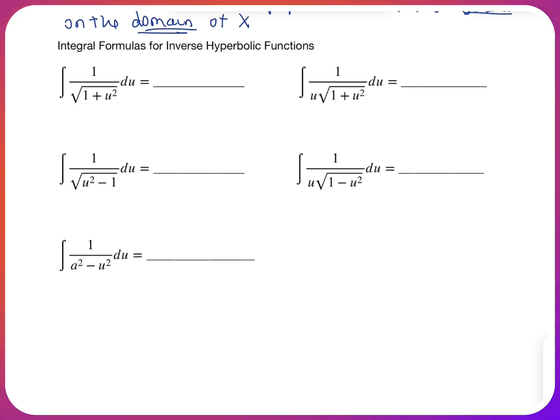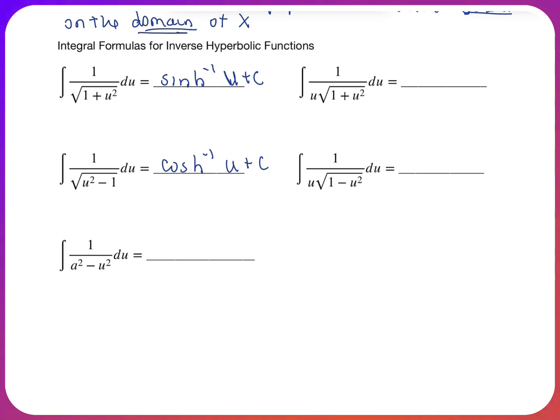Our first one is the integral of 1 divided by the square root of 1 plus u squared du. When I see that pattern, I know my answer is equal to the inverse of the hyperbolic sine of u plus c. Next, I'm going to find the integral of 1 over the square root of u squared minus 1. So this time, in the denominator I have the square root of u squared minus 1 as our pattern. That is equal to the inverse of the hyperbolic cosine of u plus c.